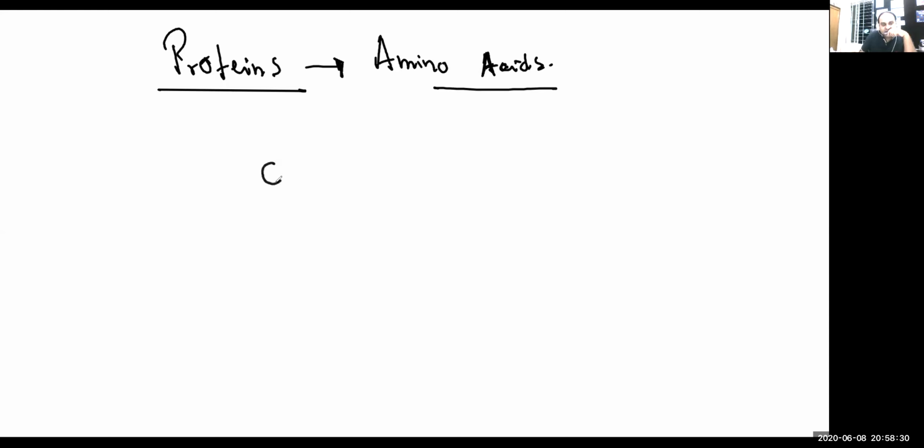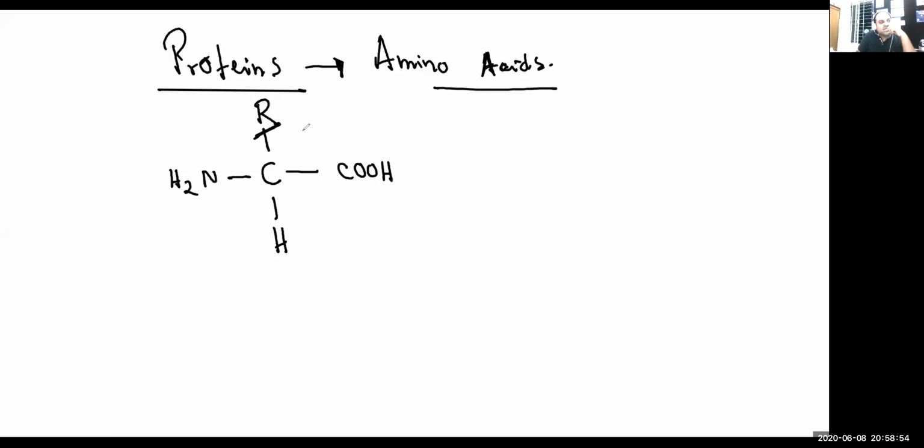It has a carbon at the center. It has an R group. It has a carboxylic acid group. It has an amine group. And it has a hydrogen. Now everyone's question was, why is it an R group? As mentioned before, R could be anything.